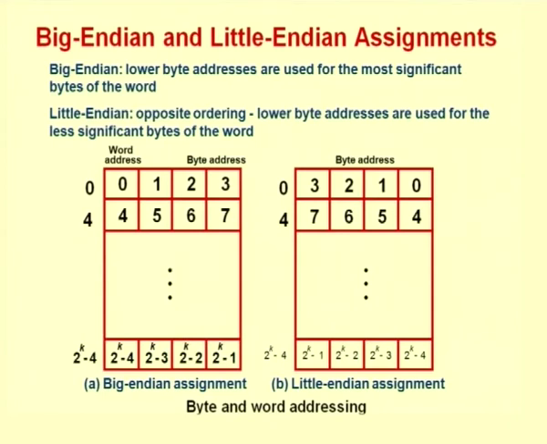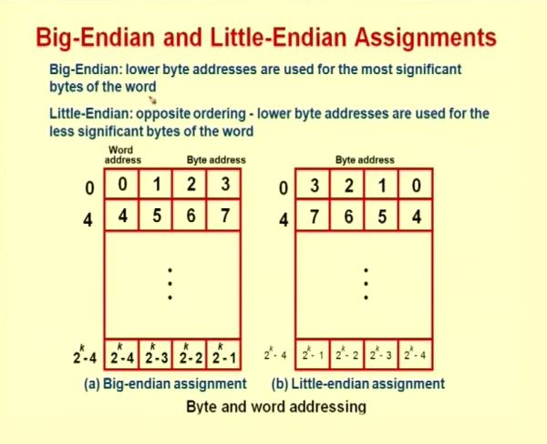Okay. So, here we normally refer to 2 different address assignments. One is called the big endian address assignment and the other is called the little endian assignment. What we mean in a big endian assignment is that if I take a word, the lower byte addresses are used for the most significant bytes of the word.